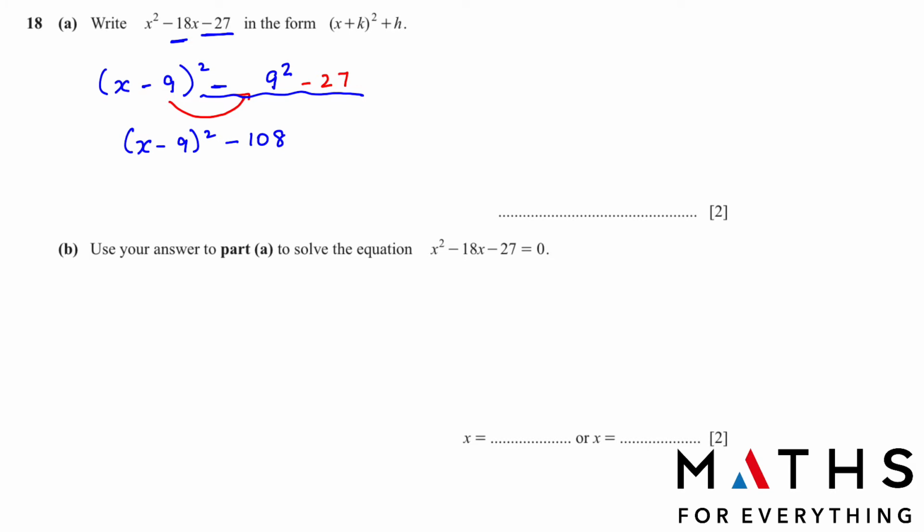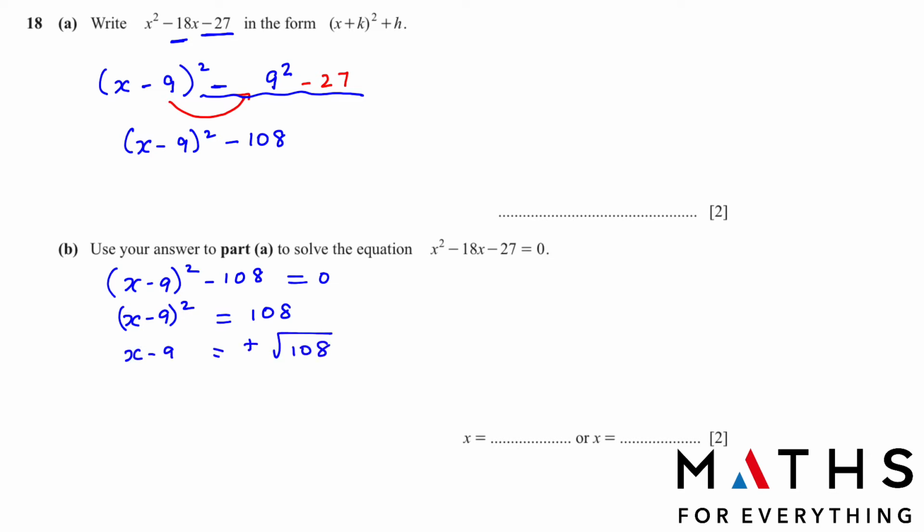Now, part B, use your answer to part A to solve the equation. x square minus 18x minus 27 is equal to 0. We know that x square minus 18x minus 27 is written as (x minus 9) square minus 108, and we make it equal to 0. We have to find our x. Shift the negative 108, it will become positive 108. Whenever you have a square, we square root and put a plus and minus. Only if it is length or something, we don't do plus and minus. But for finding the value of x, we write plus and minus.